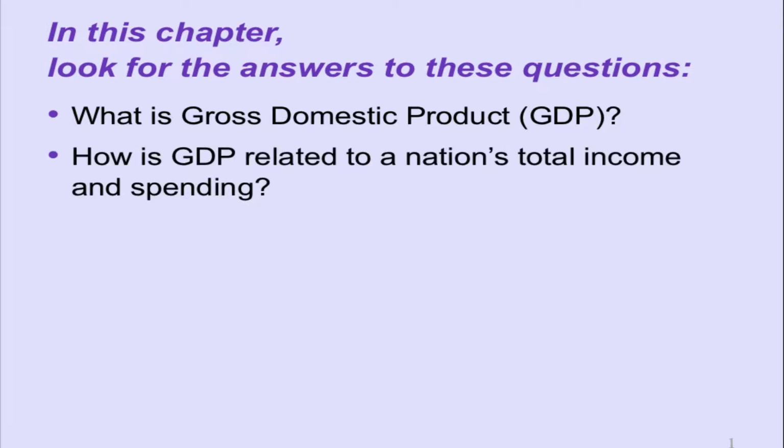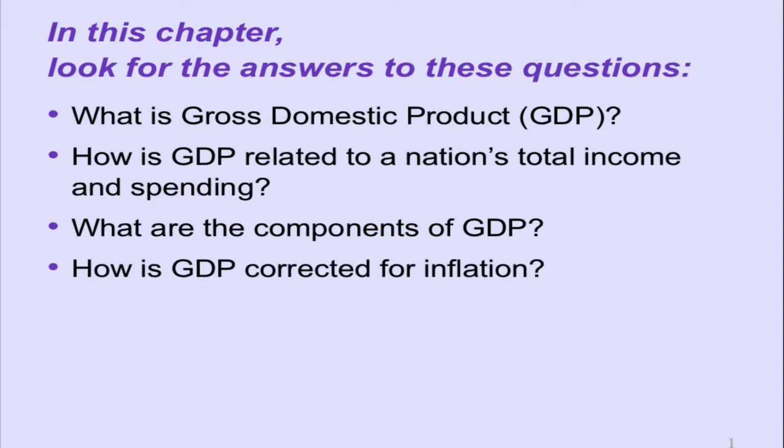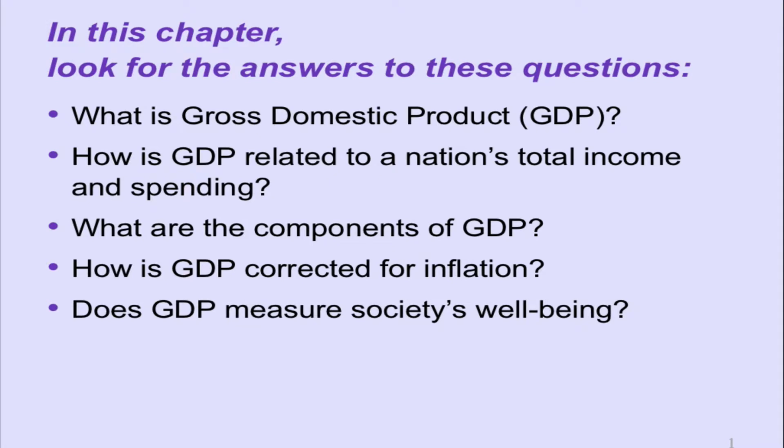How is GDP related to income and spending on a national level? What are the individual components of GDP as represented by that equation? How do we correct GDP for inflation? And does GDP measure societal well-being?